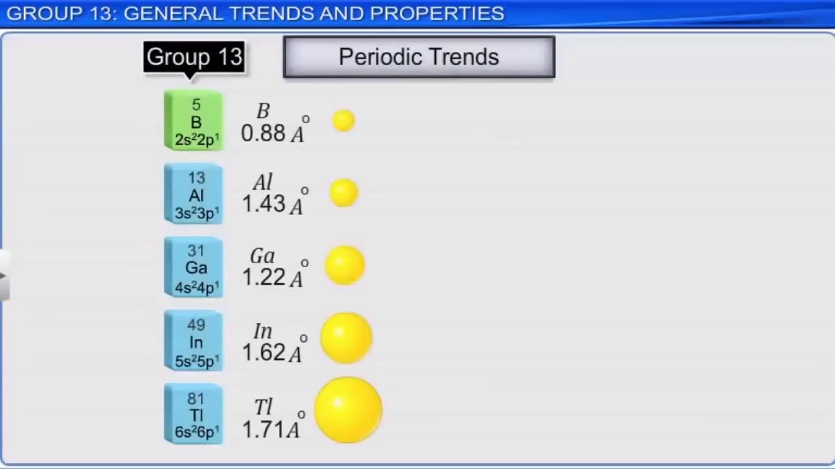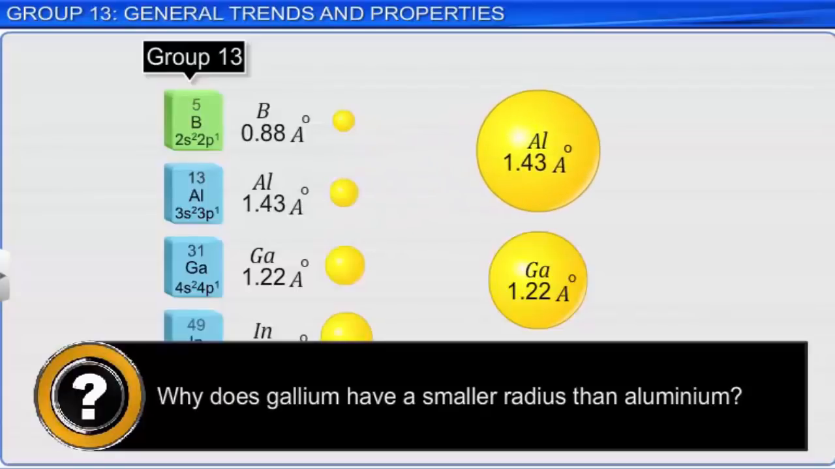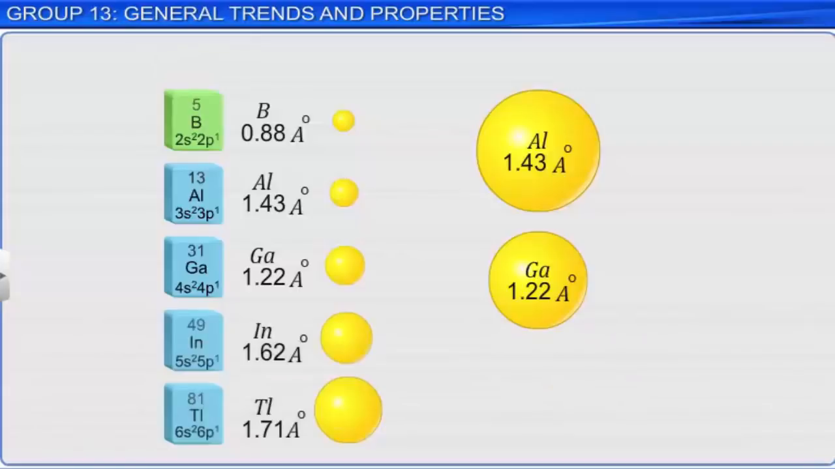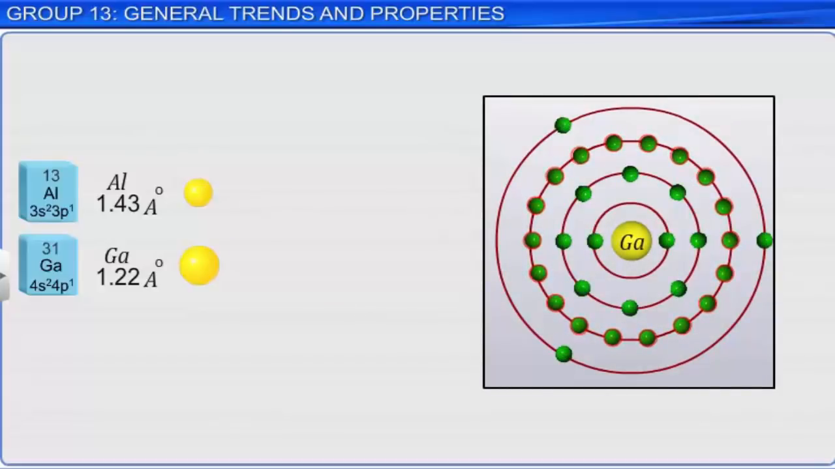In general, atomic radius increases down a column. However, this trend is not uniform. Try to answer this question before continuing. Why does gallium have a smaller radius than aluminium? Answer: gallium has 10 d electrons in addition to the noble gas core. These d electrons provide very little shielding from the nuclear charge, since d orbitals have little electron density near the nucleus. Thus, the outermost electrons in gallium are held more tightly than in aluminium.